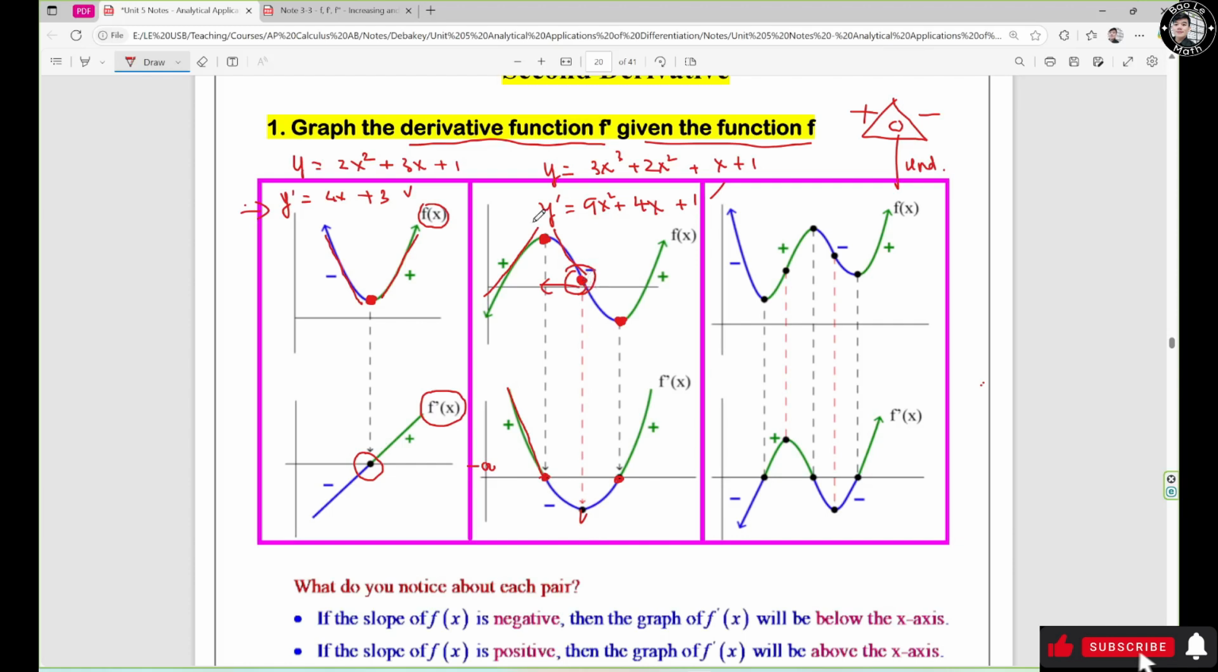Now from here to here, when you draw a tangent line, it should be negative. So it should be below the axis. Then the point of inflection right here becomes a local minimum of f prime of s. Now next, we draw the tangent line of this one. We see that the slope is positive, so it should be above the axis. Now let's move on to the last one.